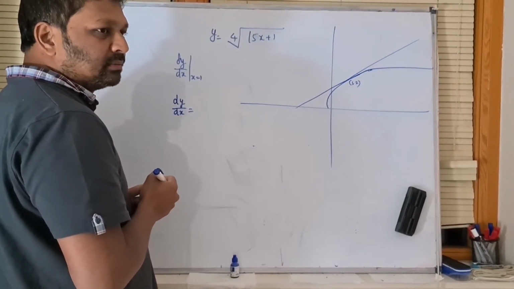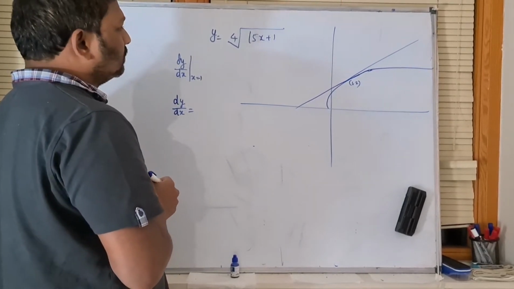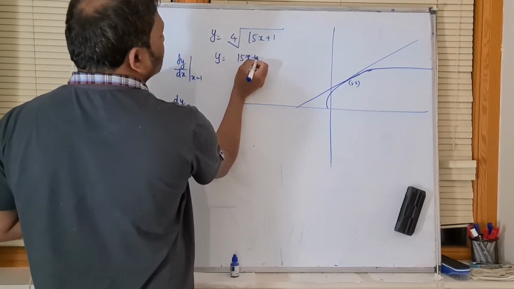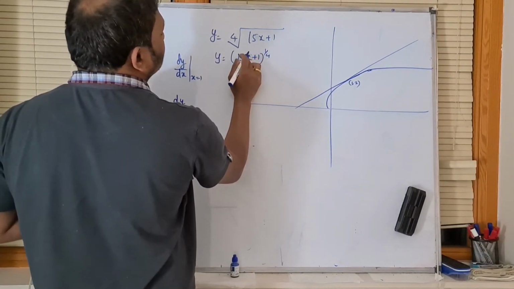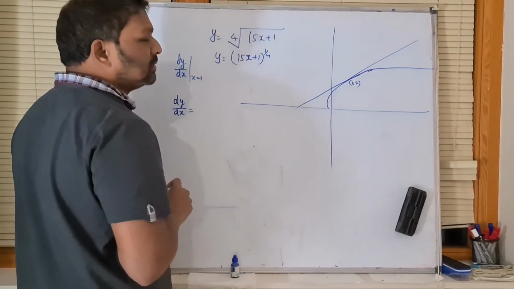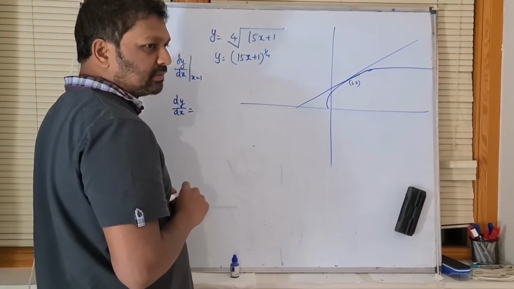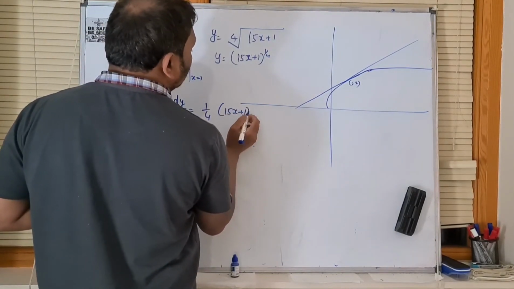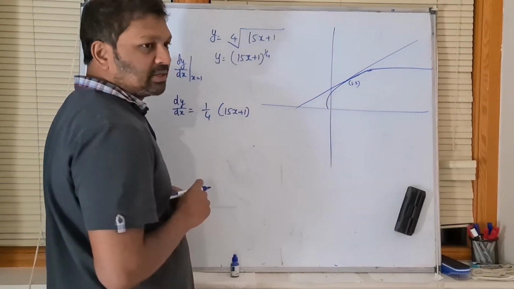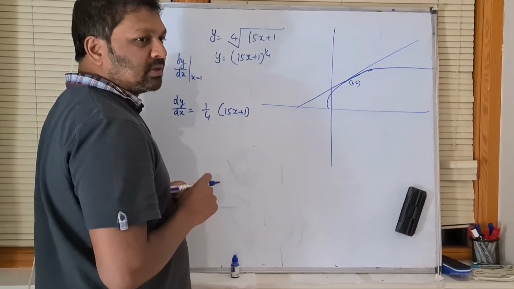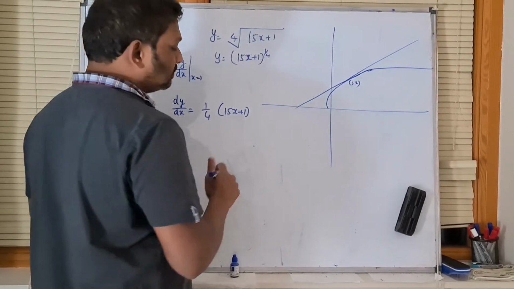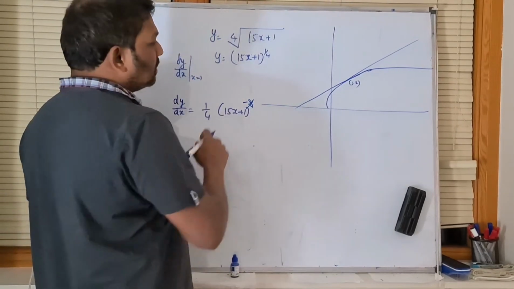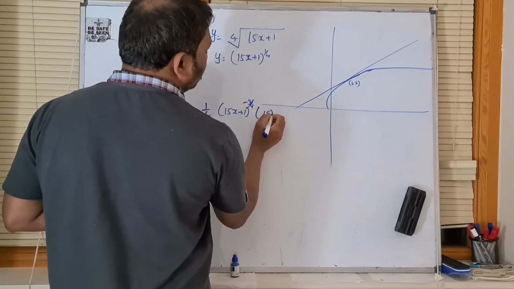What is the next step? It is like whole to the power of 1 by 4. You can consider this one as 15x plus 1 whole to the power of 1 by 4. Now you differentiate it with respect to x. What do you get? 1 by 4 times 15x plus 1, whole to the power of, the power is reduced by 1, 1 by 4 minus 1, that is minus 3 by 4. And you also get the differentiation of the inside part, which is 15.